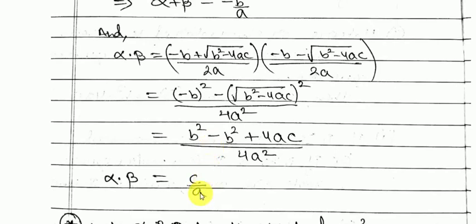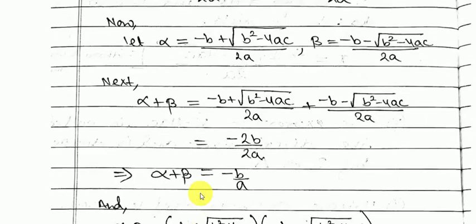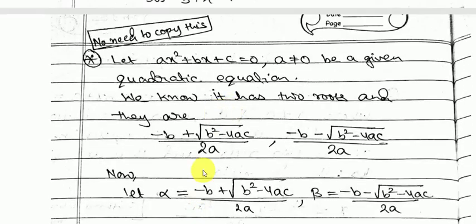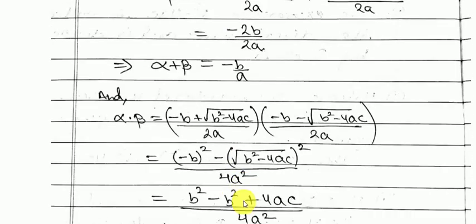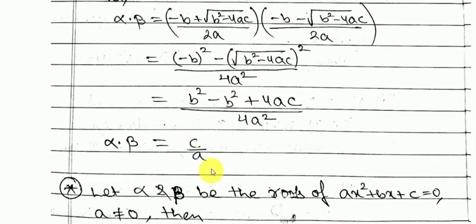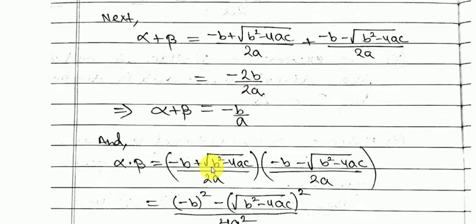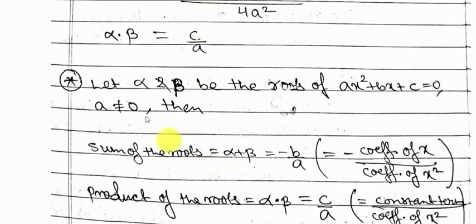So you have a quadratic equation, obviously it will have two roots. When you take the sum, you'll get minus b upon a, and when you take the product you will get c upon a. So this is a simple explanation, no need to copy. You will write this one.